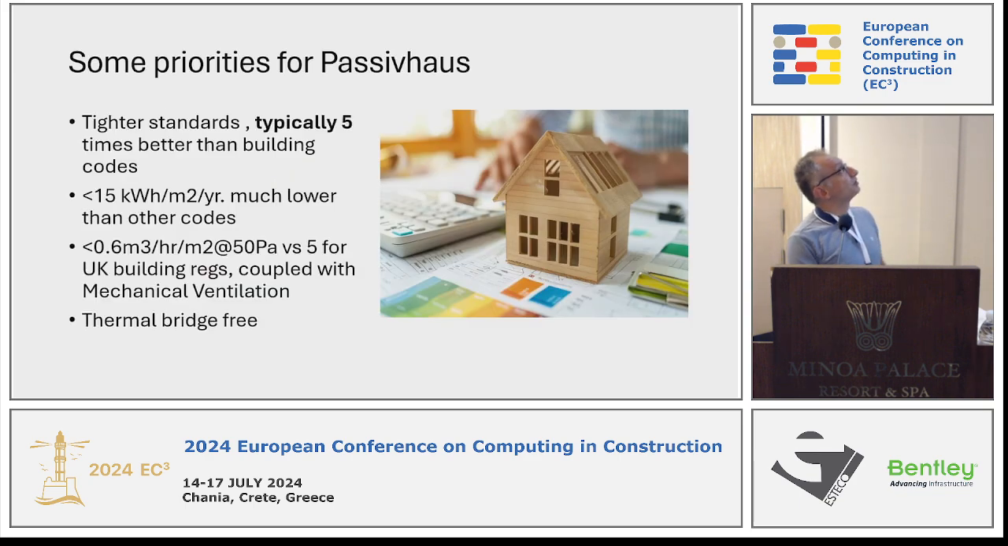So what are some of the priorities for a passive house? Much tighter standards, typically 5 times better than building codes from a UK perspective anyway. This is a very similar house typology to, say, Ireland and the UK, but it can also be applied to Northern Europe. Less than 15 kilowatt-hours per square meter, much lower than building codes. Some houses in the UK are up to 100 kilowatt-hours per square meter per annum, so much higher consumption levels. The air tightness is about 0.6 air changes per hour at 50 Pascal versus 5 for the UK regulations. So 5 for the UK.